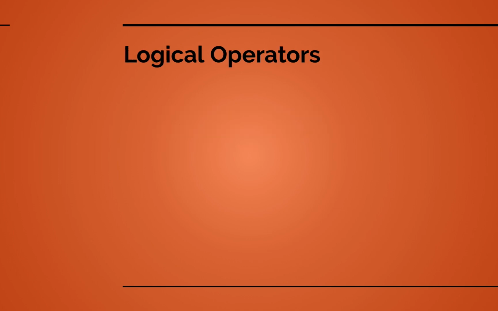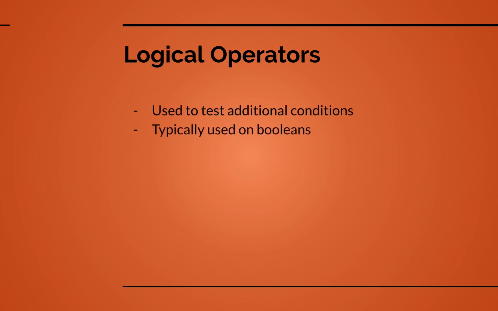Next up, logical operators. Logical operators are used to test additional conditions. These are typically used on Booleans, and these are our not, or, and and. We'll probably take a look at an example of all of these, but we will see that these will be much more useful when talking about control flow. So we'll briefly touch on these, but we'll dive a bit more into them in the control flow section, which is a few topics from now.